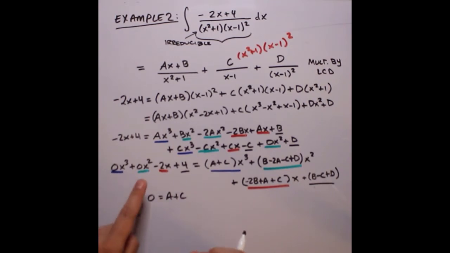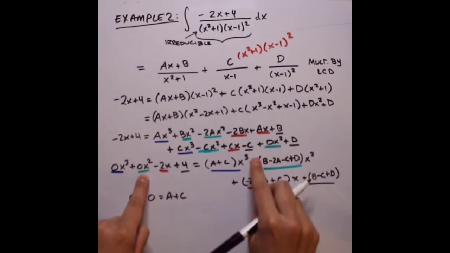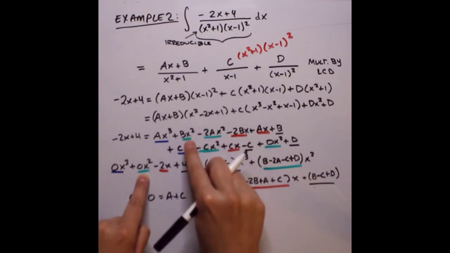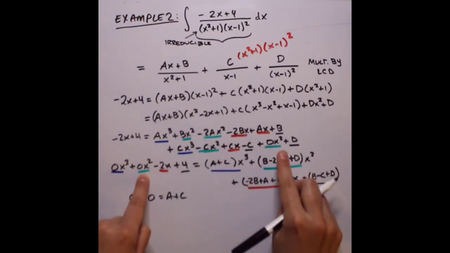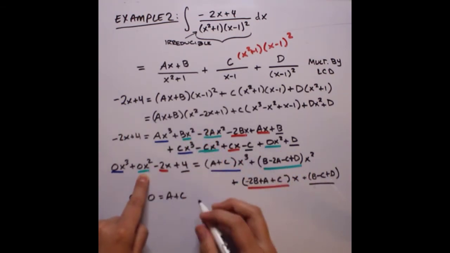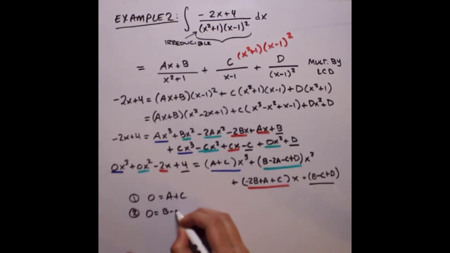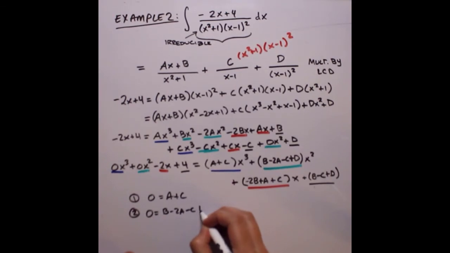Moving on to x squareds. There was no x squareds initially on the left side, so there was 0 x squareds. So if we match that up with our right side, these coefficients on x squared, which we factored out from up here, all these coefficients on x squared equals 0. So we have 0 equals b minus 2a minus c plus d.